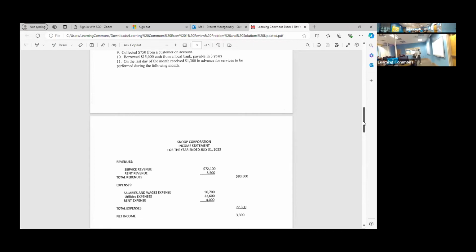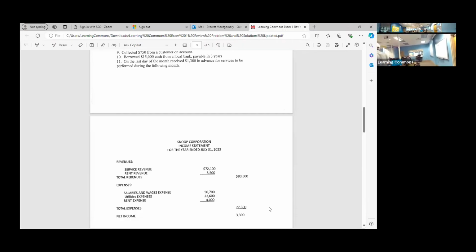Now we got the associated expenses. We have salaries and wages. We have utility expenses. We came up with total expenses of 77,300, giving us a net income, and you guys were right, of 3,300.